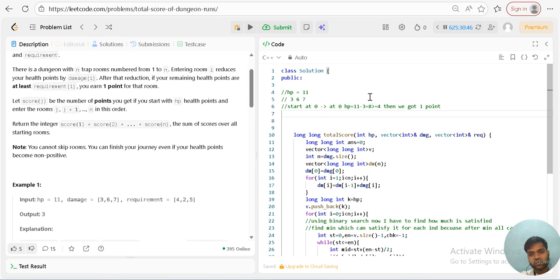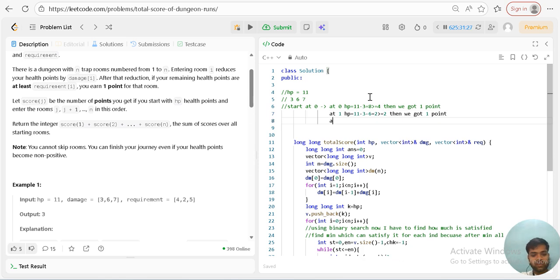After completing the first point, HP now reduces to 11 minus 3 minus 6, that is 2, which is greater than or equal to the requirement of that room. Okay, so greater than or equal to 2, then we got one more point.